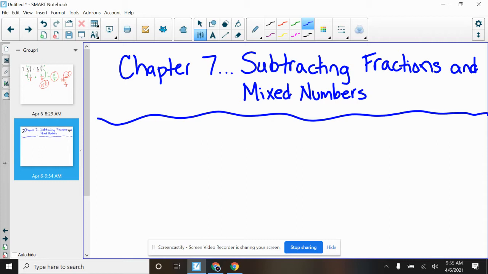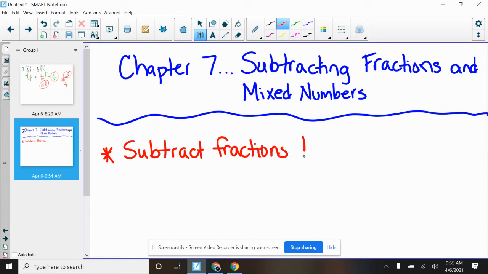So does this feel like this is going to be something that's difficult? No. It should not. Because as long as you know, hang on, I gotta get my book. As long as you guys know how to add fractions and mixed numbers, then you know how to subtract them, okay? So let me show you an example of a problem, okay? So your first little star note that you're gonna tell yourself is that you subtract fractions the same way you add them.